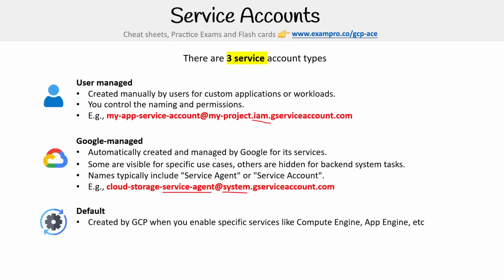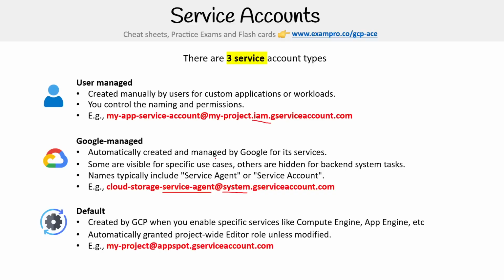Then you have the default ones created by GCP when you enable specific services like Compute Engine or App Engine, automatically granted the project-wide editor role unless modified. And so here we can tell that it is for AppSpot, as it is suggested there in the name.